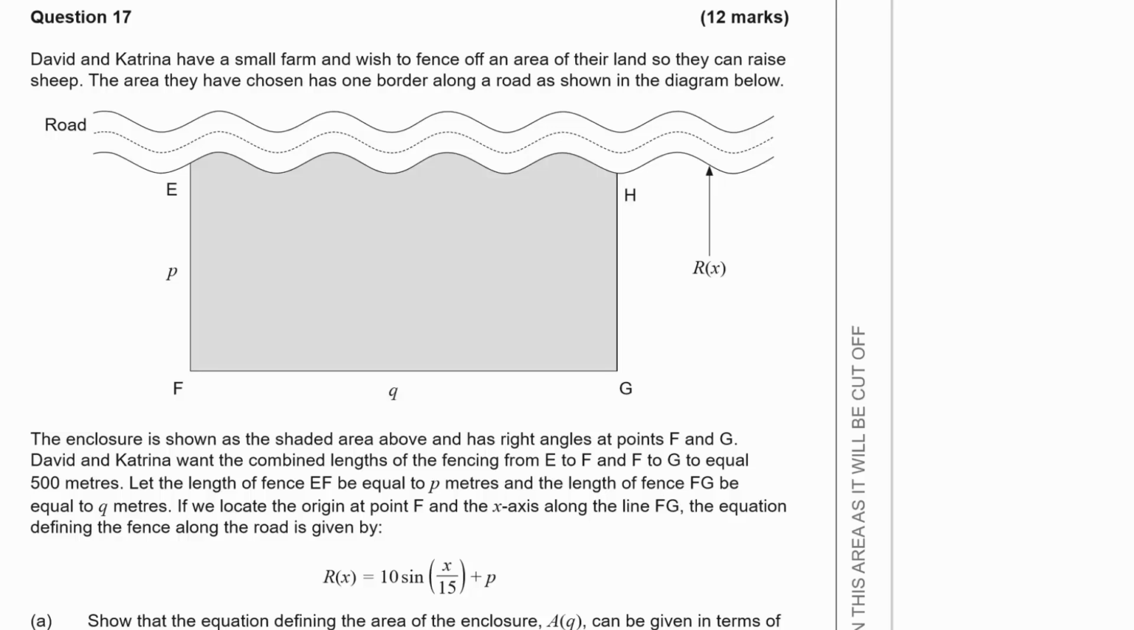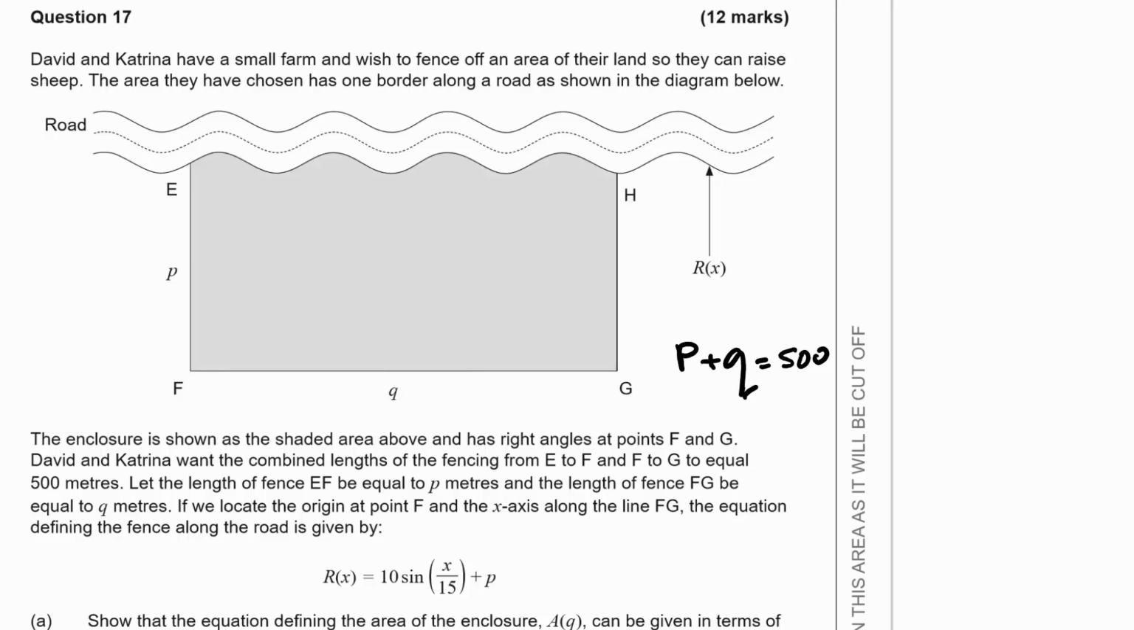David and Katrina have a small farm and they wish to fence off an area of their land so they can raise sheep. The area they have chosen has one border along a road as shown in the diagram below. The enclosure is shown as the shaded area above and has right angles at points F and G. David and Katrina want the combined length of the fencing from E to F and F to G to equal 500. So looking at the diagram, that's telling me that P plus Q is equal to 500.